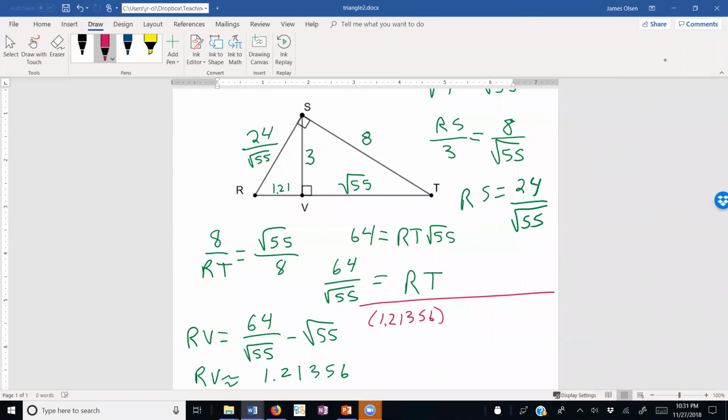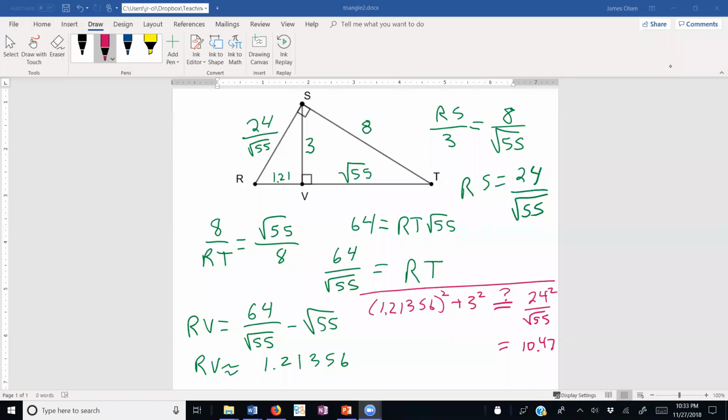So our check will be 1.21356 squared plus 3 squared, and we're hoping that that's equal to 24 over root 55 squared. So I think I'll do the right-hand side first. I'm getting 10.47 on the right-hand side, and now let's do the left-hand side on a calculator. And on the left-hand side, I get 10.47 approximately as well, so I'm happy about that check.